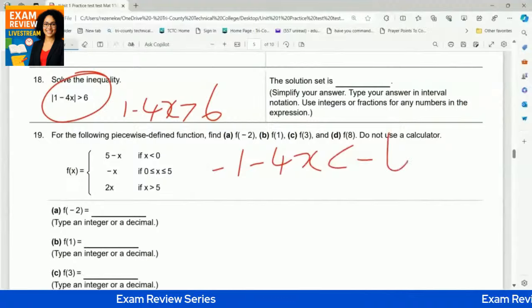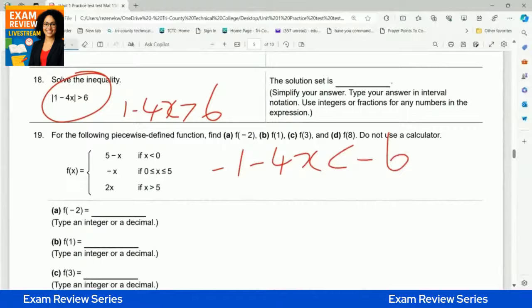Whenever the sign changes, the sign of inequality changes also. Then solve the two inequalities. In other words, separate, you already have a compound inequality, then separate them.